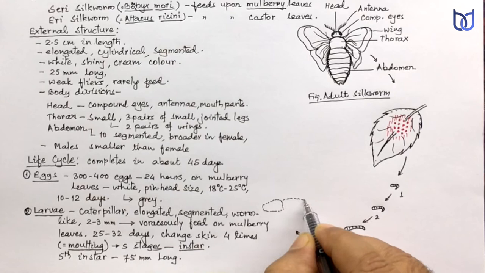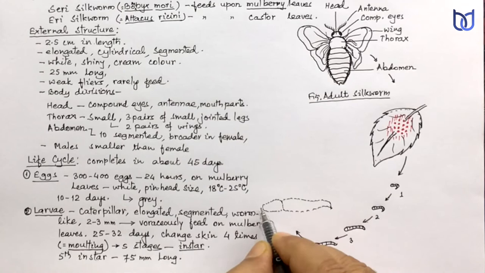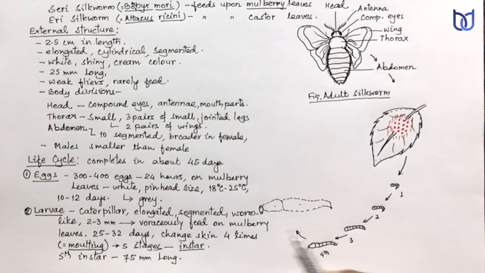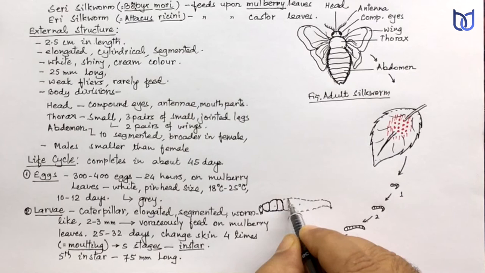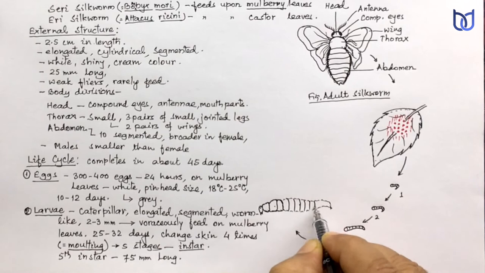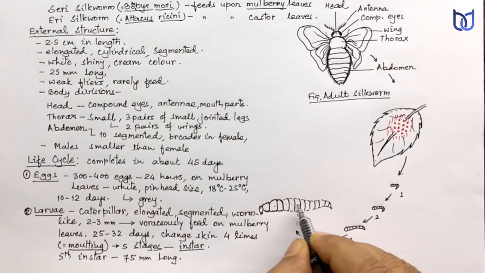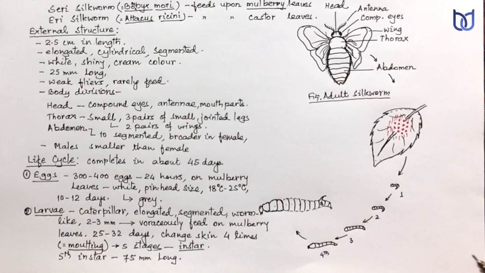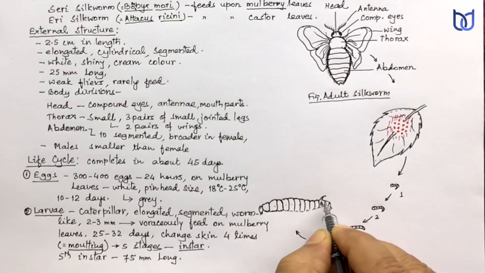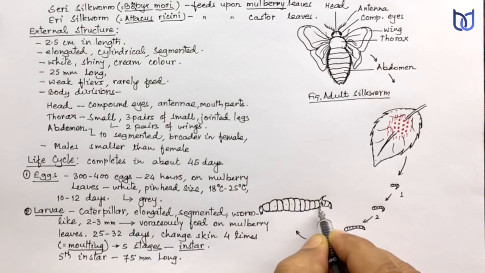In its body, distinct divisions are there. They are head, thorax, and abdomen. Three divisions. Head with mouth parts for feeding on mulberry leaves. Thorax, three segmented. And abdomen, 10 segmented. So remember, 1, 2, 3, 4, 5, 6, 7, 8. In 8th abdominal segment, there is a small horn-like structure. This is called caudal horn or dorsal horn. You can draw the diagram like this.